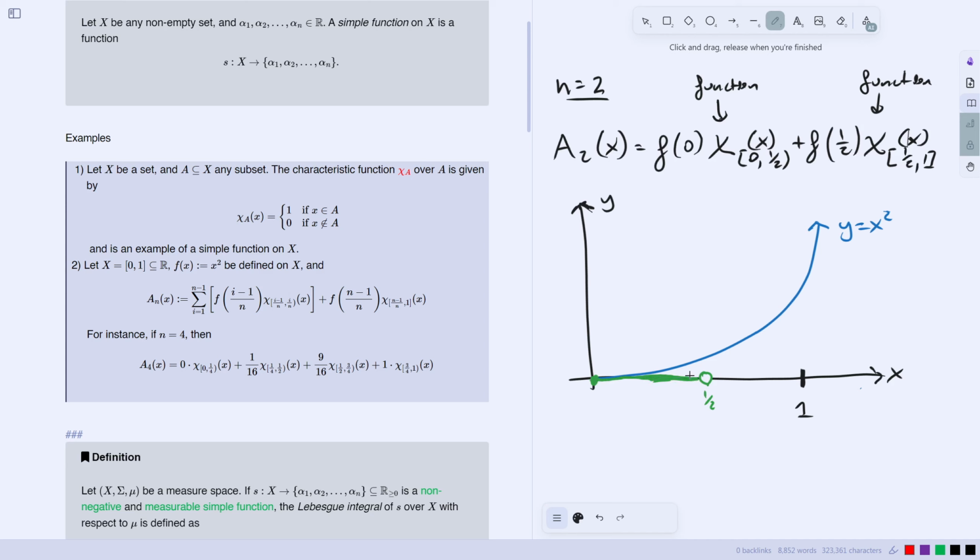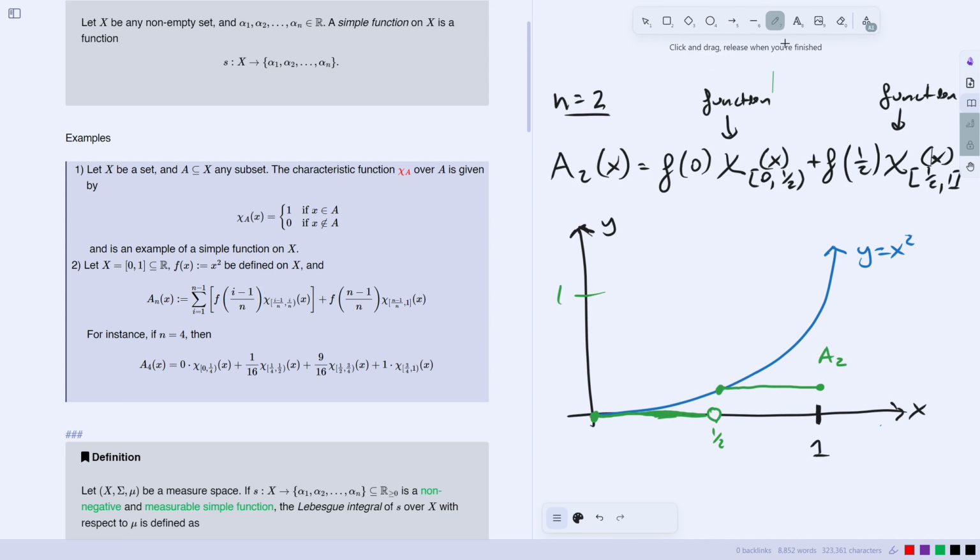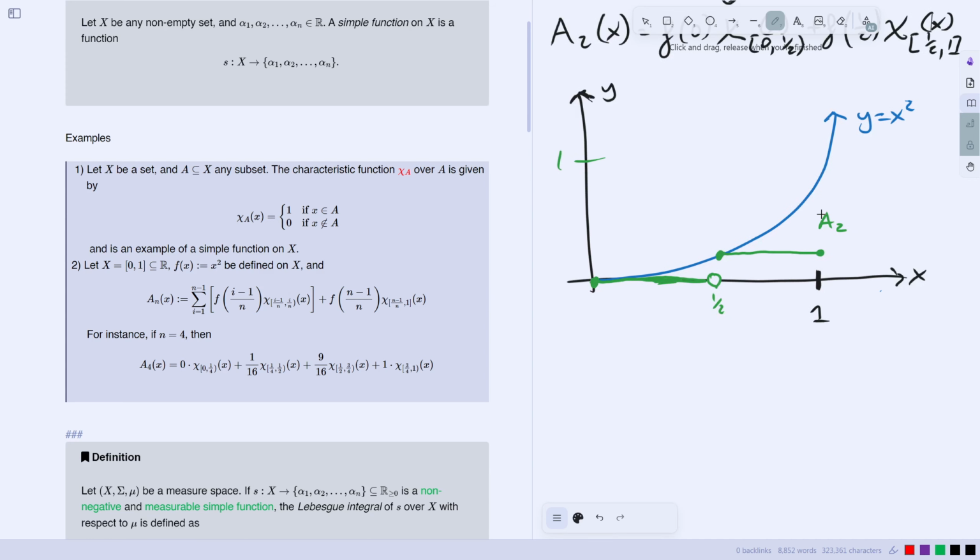Now for x between 1/2 and 1 inclusive, this term is 1, and f of 1/2 is what? It's 1/4. We can just say this is 1, and 1/4 is down here. This is the evaluation at the left endpoint. And so you get this, and right there, you have A2. So in general, as we divvy up the unit interval into n subintervals, that's what happens when n increases. We will be approximating the curve y equals x squared better and better.